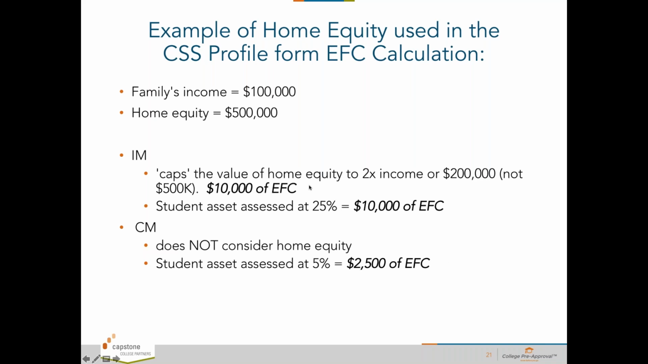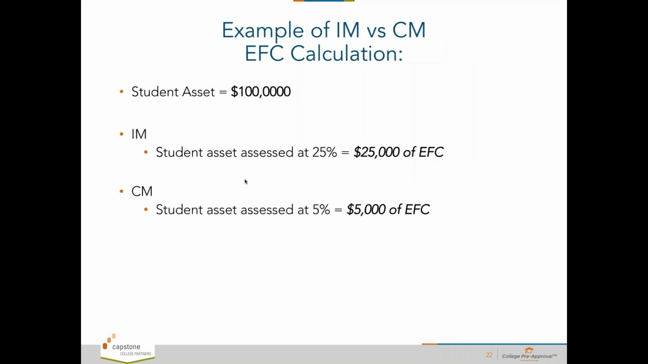That's the key there. So it's $10,000. They would say that you should be able to contribute from your home equity. $10,000, they think you should be able to contribute from your home equity. This is also the case when we looked at the student: if a student has an asset in their name at 25%, if a student gets assessed, it'd be $10,000 of EFC from the asset as well. So the home equity is really the one I wanted to drive home here, that they look at a percentage of income, so $10,000 of EFC.